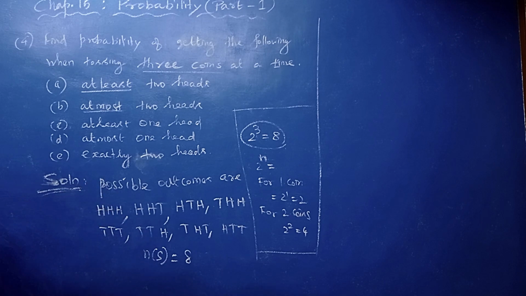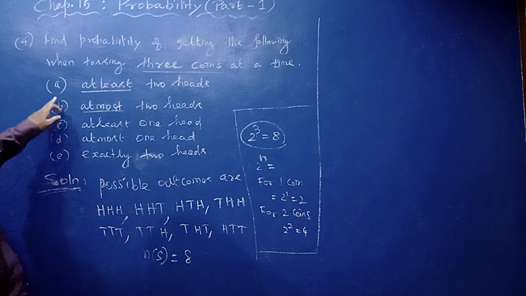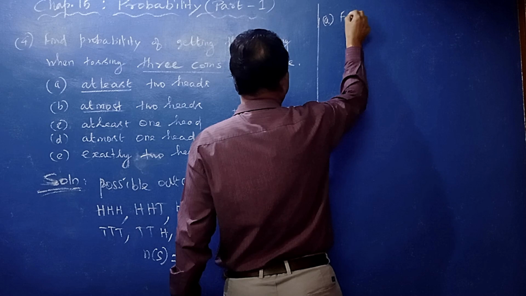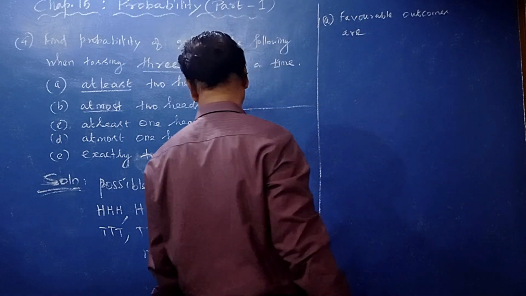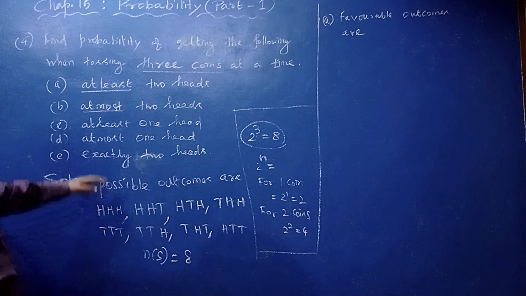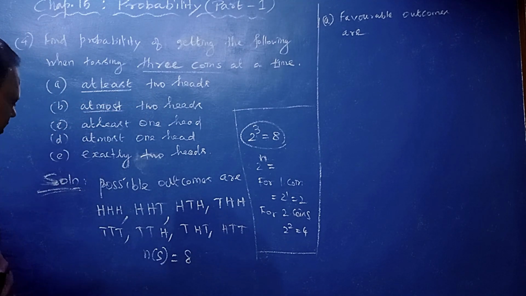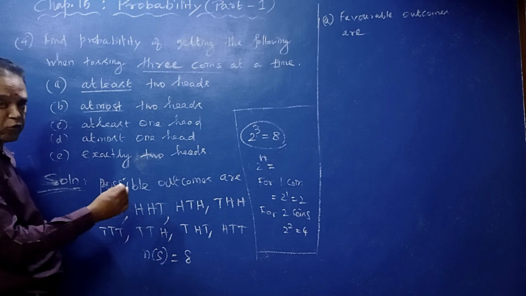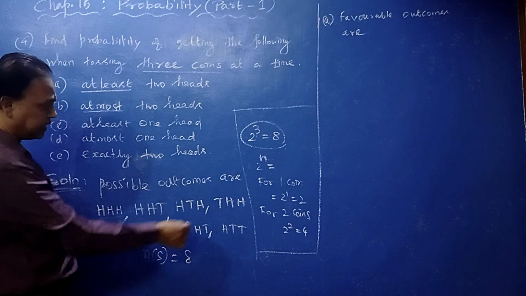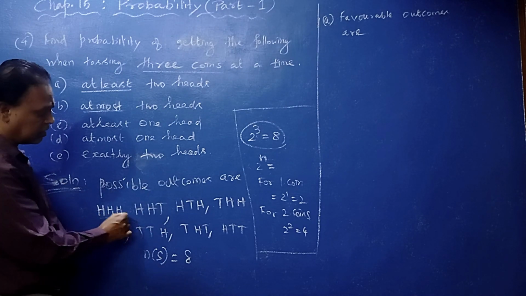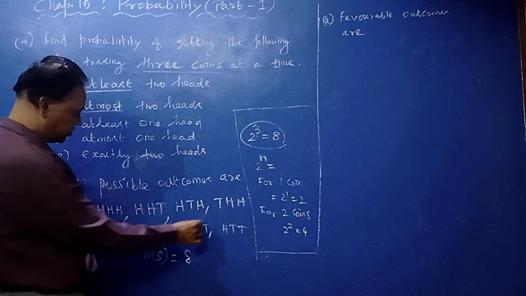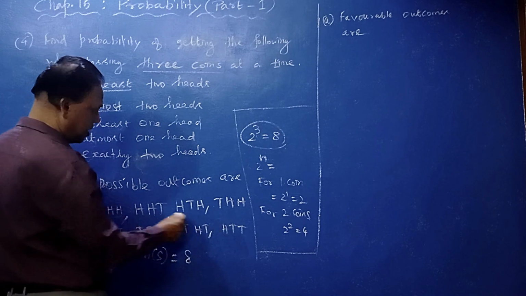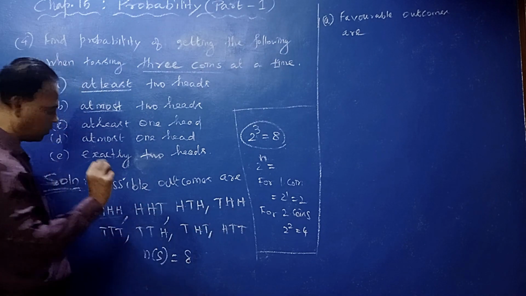Possible outcomes are 8. What are the favorable outcomes? First one, A. At least 2 head means minimum 2 head. So minimum 2 head, that is 2 head, 3 head, 4 head, but maximum here is 3 head only. So 3 head is possible, 2 head is possible. 1 head and 0 head not possible, right? Here 0 head, here 1 head, here 1 head. Minimum 2 head is possible.